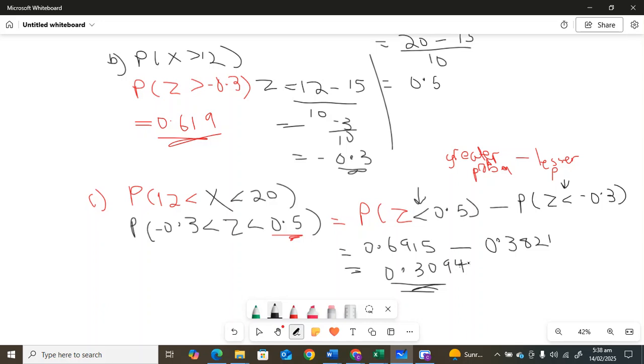So when the letter is between two numbers, just remember greater probability minus the lesser probability. The bigger number will have the greater probability, so you put it in front. Remember, with probabilities, you're never supposed to get a negative number, or a number above one.